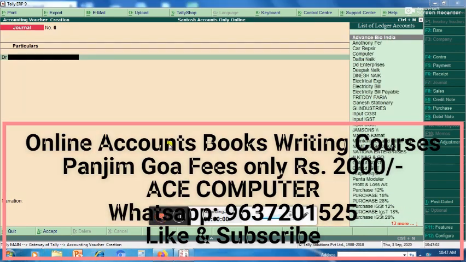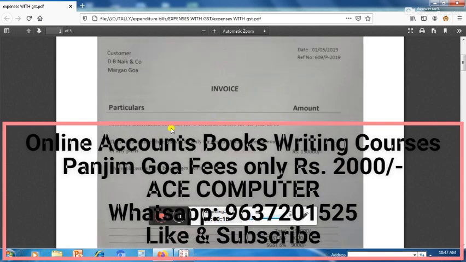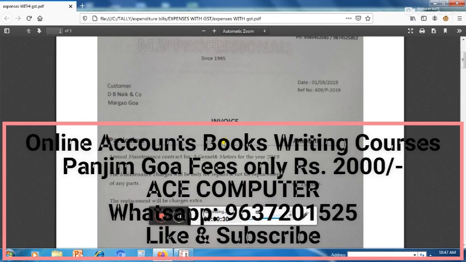Today I will explain the same expenses bill with GST. See, for example, this bill. We have received this bill from MV Professionals. What type of bill is it? Annual maintenance contract. It's a maintenance bill of 1,50,000, and there is CGST and SGST on the bill.